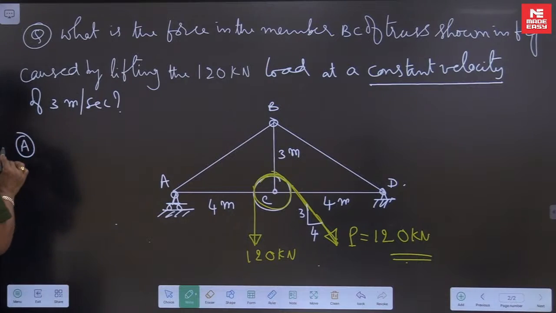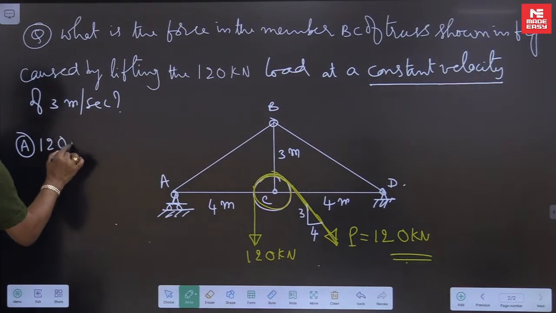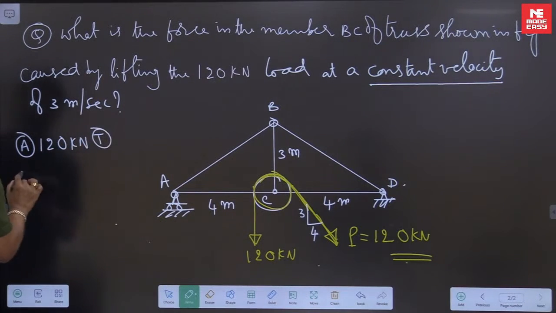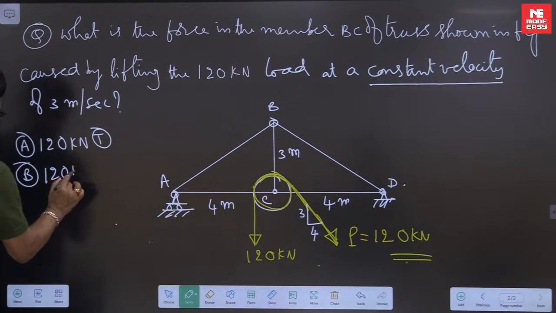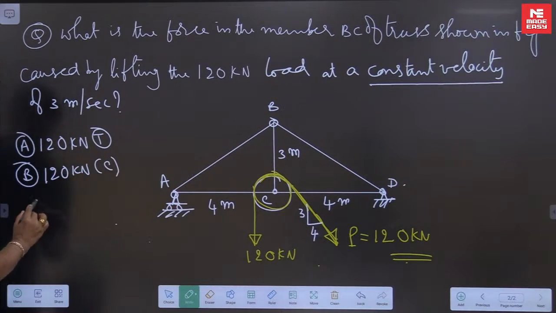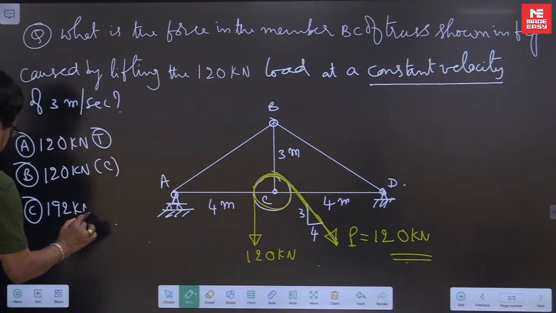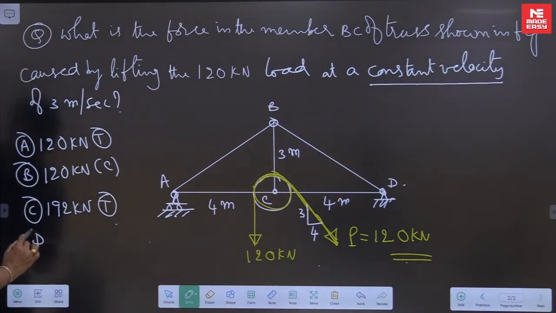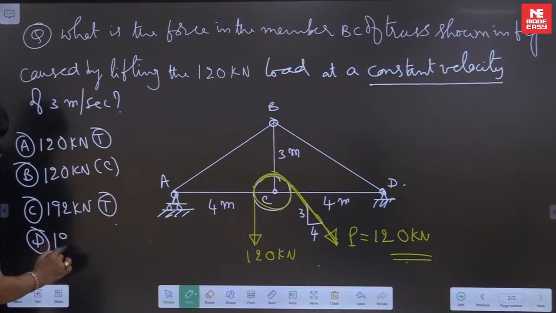These are the options. Let us say 120 kilonewton tension, 120 kilonewton compression, we have 192 kilonewton tension, 192 kilonewton compression.